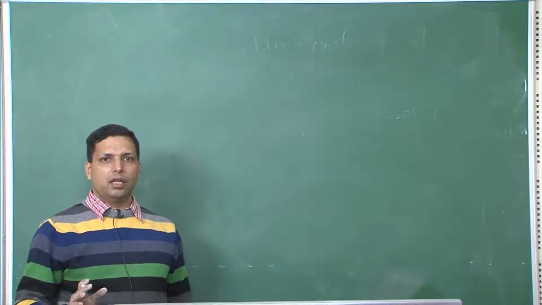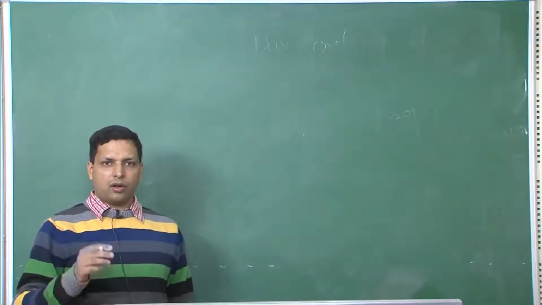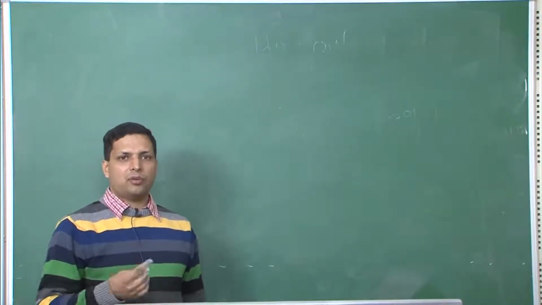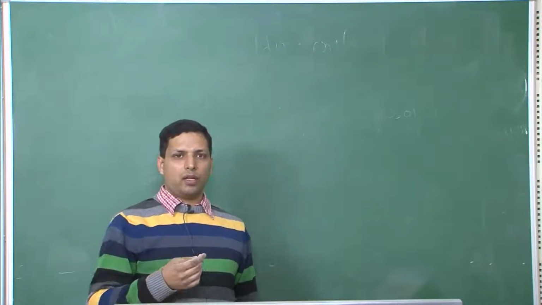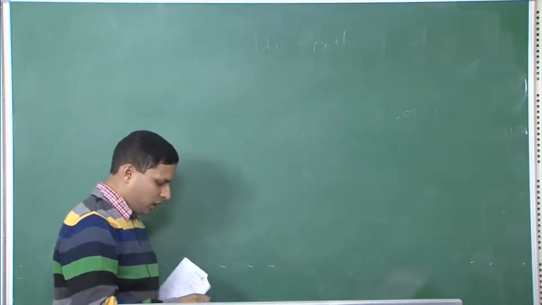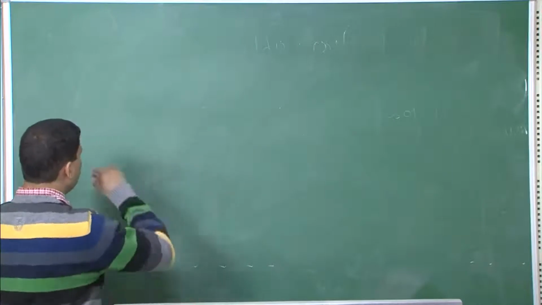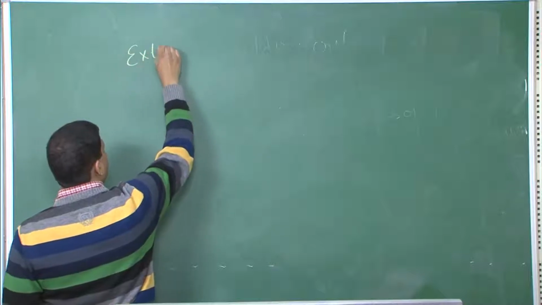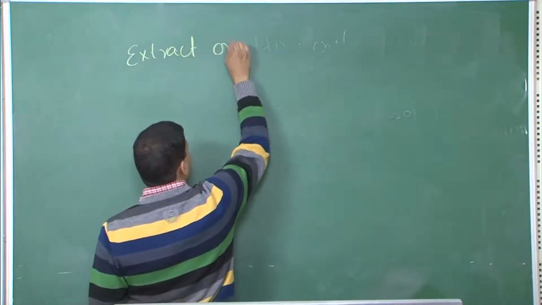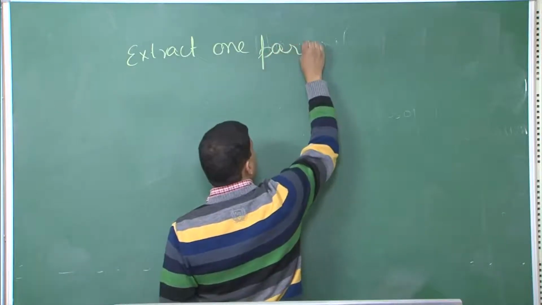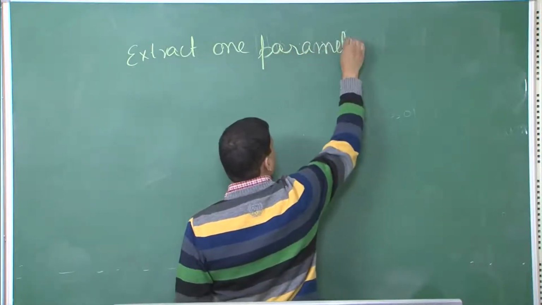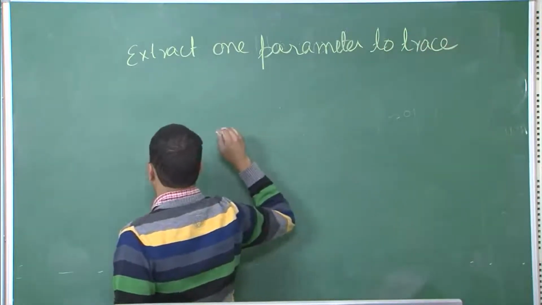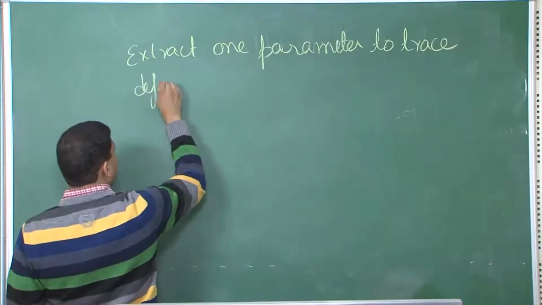But as a mathematician, or as a person dealing with mechanics of materials, I am still not happy. We need something more. What is it that we need more? We want to be able to use or extract one parameter to trace deformation and onset of plasticity.